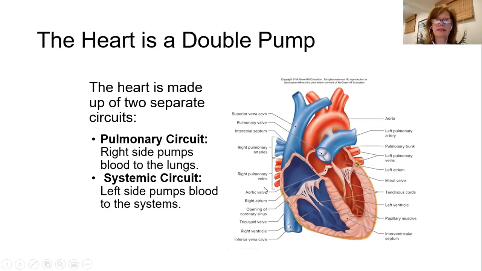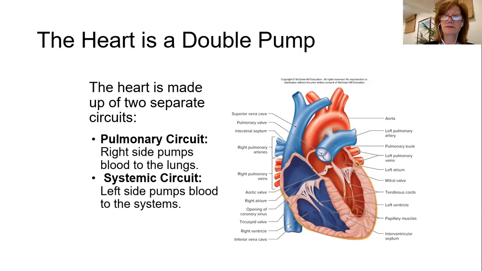We look here, this slide is to remind you that while there are four chambers, the heart actually functions as two separate pumps. It is a double pump. It is made up of two circuits. If we look at this heart in the anatomical position, this would be the right side. Over here, this would be the left side. The right side of the heart is the pulmonary circuit. Its job is to pump blood that's low in oxygen to the lungs.